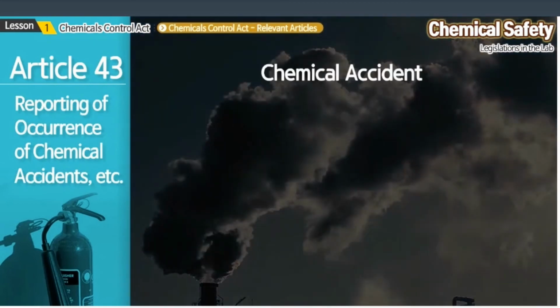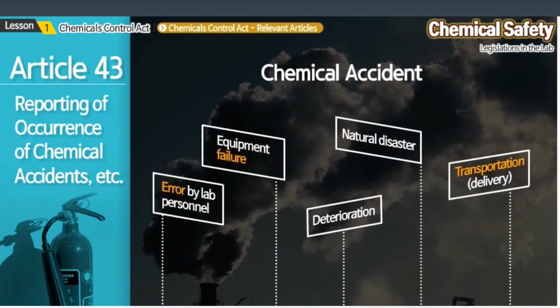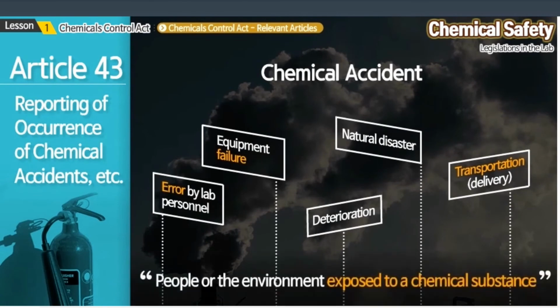Then what constitutes a chemical accident? Chemical accidents refer to situations where people or the environment is exposed to a chemical substance due to an error made by lab personnel or workers, equipment failure or deterioration, natural disaster, transportation or delivery accident, etc.